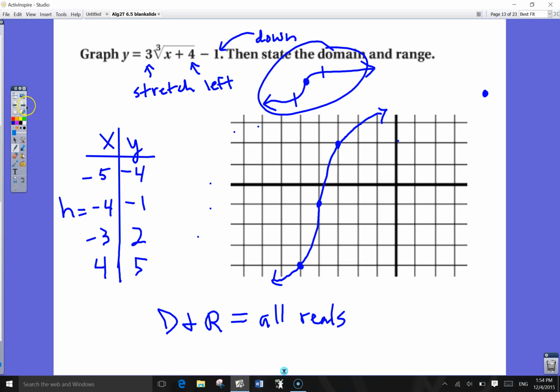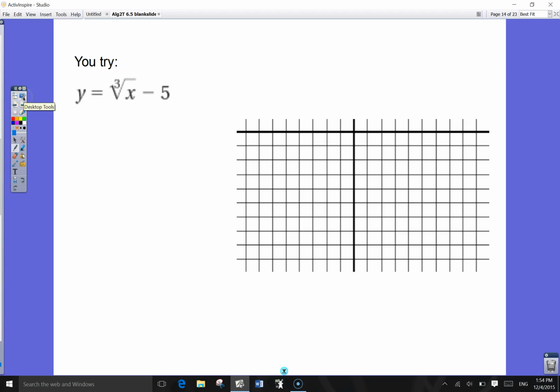Here's your try. Hit pause. When you're ready, hit play. Okay, again, we're doing a cube root function, so we know it looks like this. It's being shifted down 5. Table of values. What is the value of h?